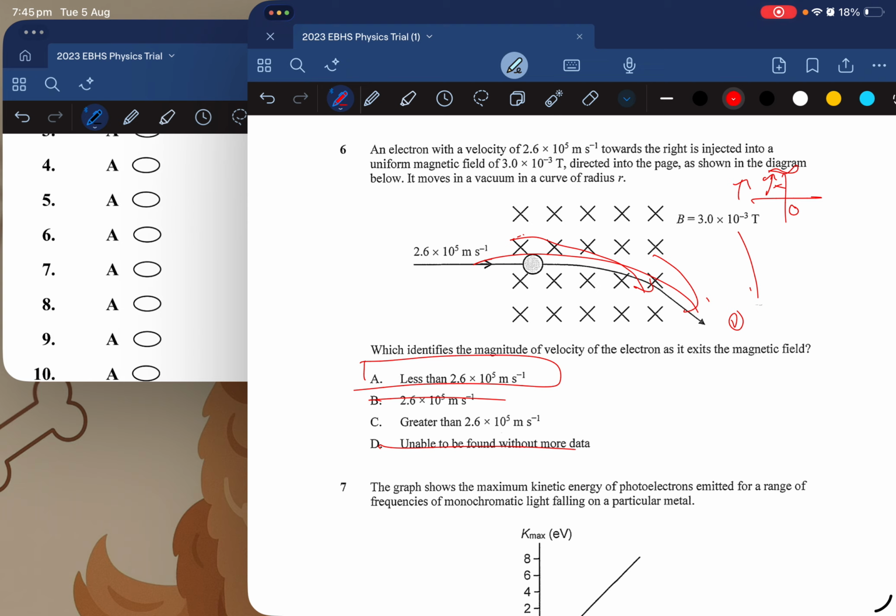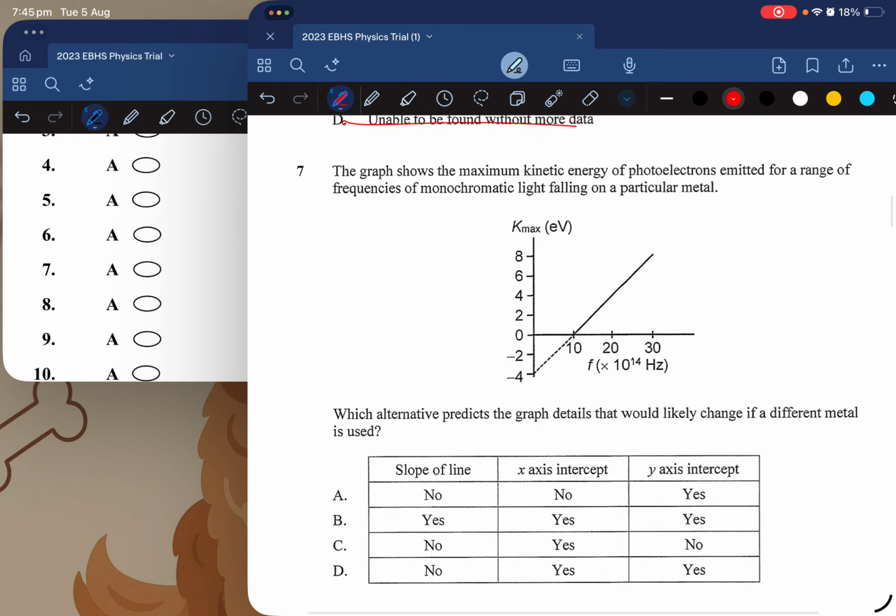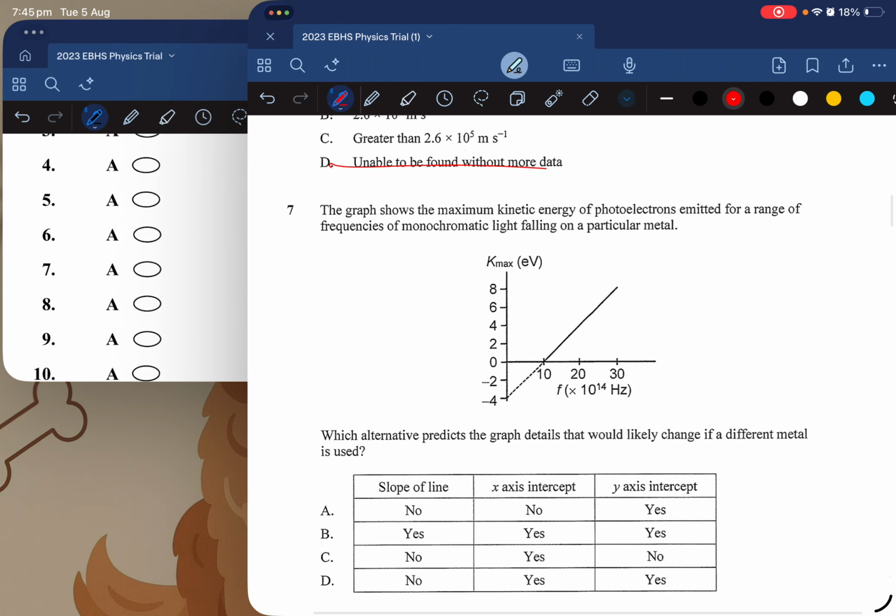Now, let me find something. Okay, nice. So, my bad for keeping you guys waiting. But yeah. Now, let's look at question 7.